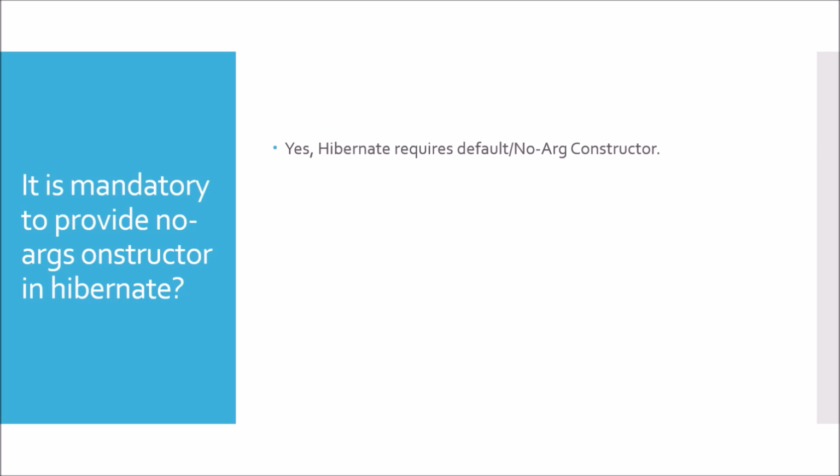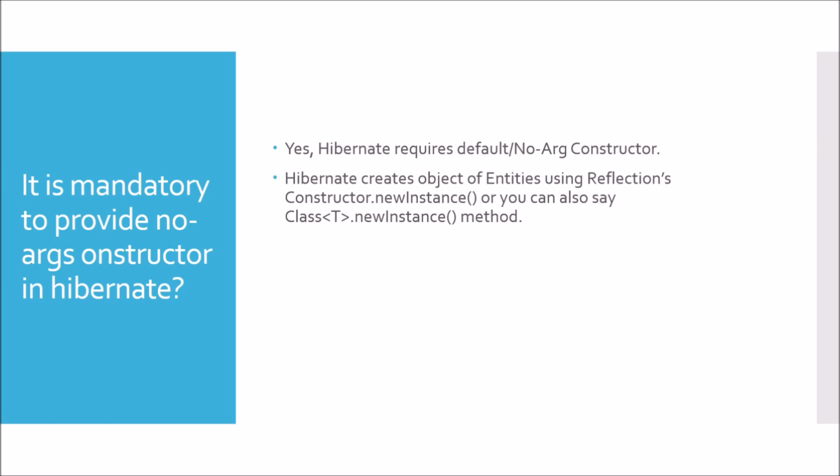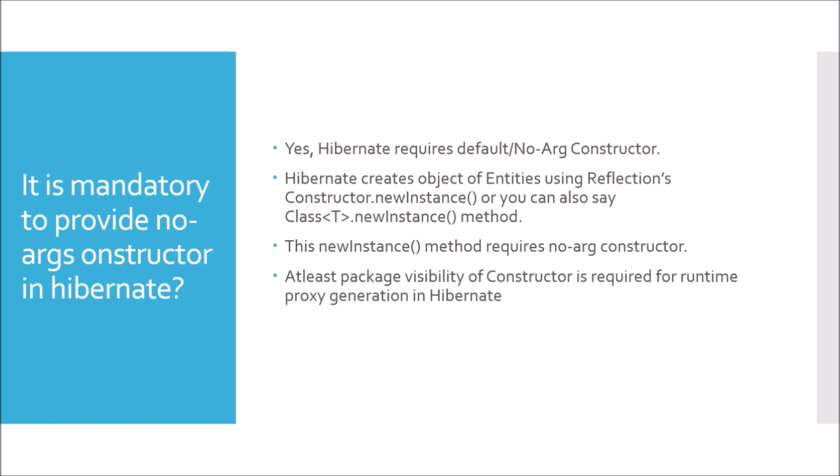But why is a no argument constructor really required? Hibernate creates objects of entities using reflection's Constructor.newInstance, or you can say also the Class.newInstance method. This newInstance method requires a no arg constructor, at least having package visibility of the constructor, which is required for runtime proxy generation in Hibernate. If not found, it will throw an InstantiationException.